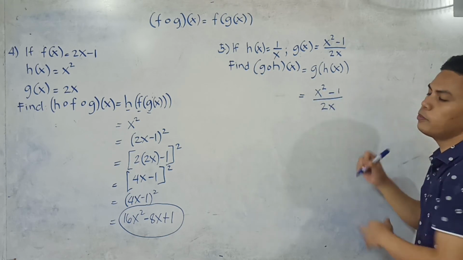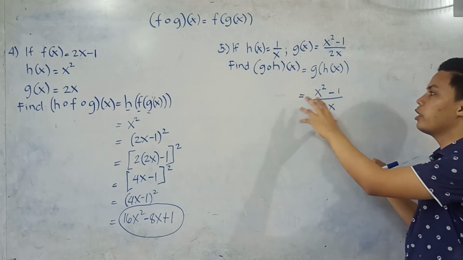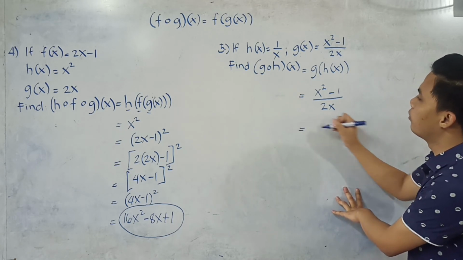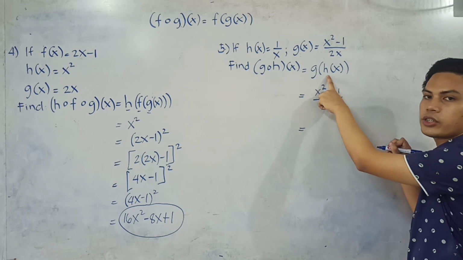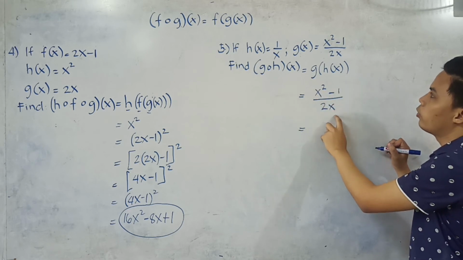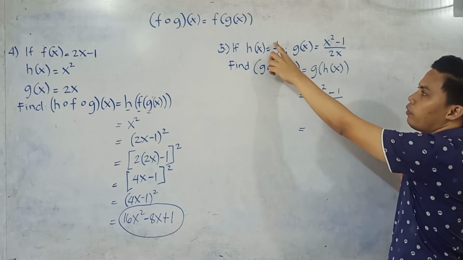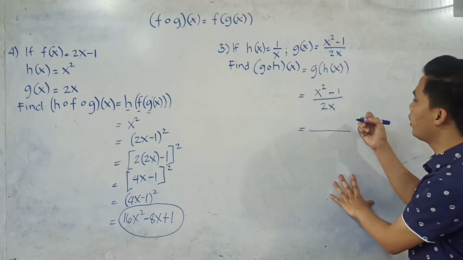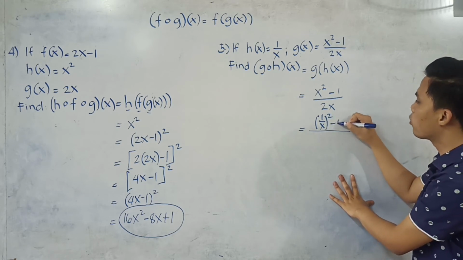Again, ito lang yung process ko. Pero yung sa iba, pwede kayong magsimula sa inner then papunta ng outer. Sa akin naman, outer muna, then sinasubstitute ko yung inner para mas madali. Okay. So again, ang g of x, masasolve lang siya pag gagamitin natin yung function h. So, yung values ng x dito, papalitan natin ng values ng h of x, which is 1 over x. So itong x squared magiging 1 over x squared minus 1, copy.